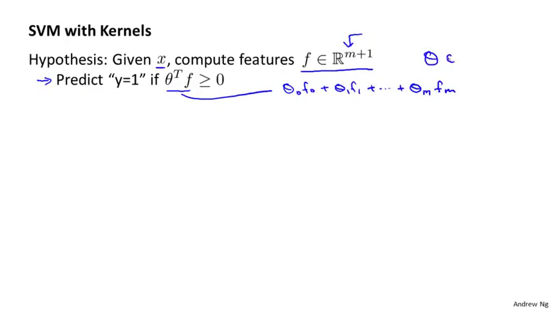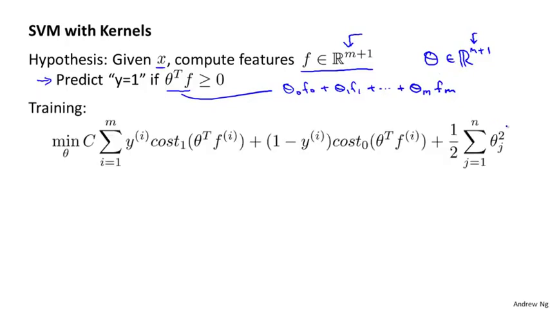And so my parameter vector theta is also now going to be an m plus 1 dimensional vector. And we have m here because the number of landmarks is equal to the training set size. So m was the training set size, and now the parameter vector theta is going to be m plus 1 dimensional. So that's how you make a prediction if you already have a setting for the parameters theta.